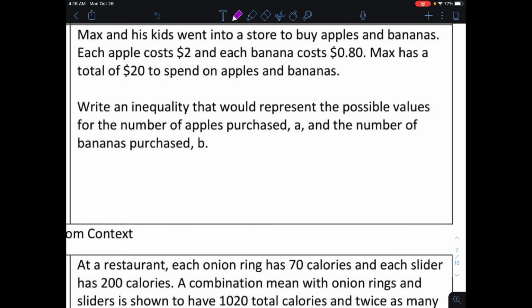All right, let's look at another one. Max and his kids went into the store to buy apples and bananas. Each apple cost $2 and each banana cost 80 cents.